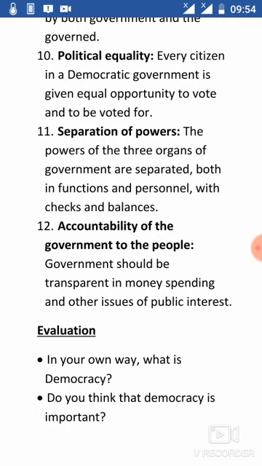Do you think that democracy is important? If your answer is yes, why? If it is no, why? Of course, we'll discuss this in details in our next class.